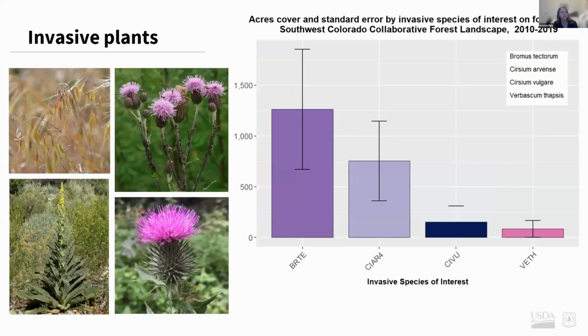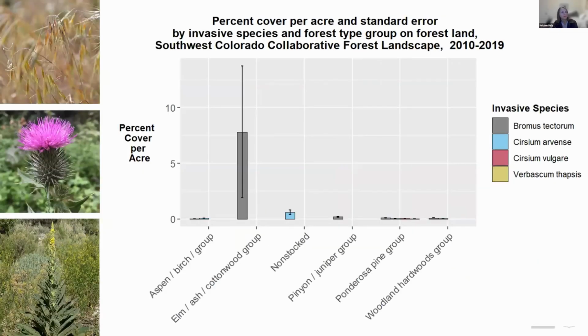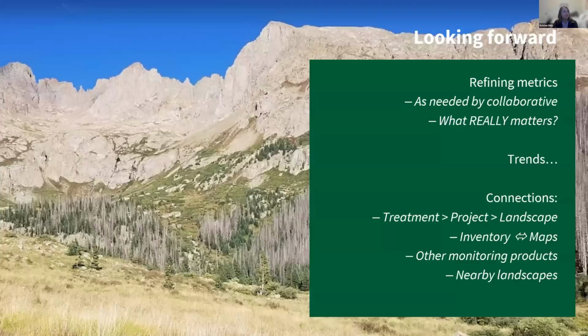We also looked at invasive species presence, namely cheatgrass, a few thistles, and common mullein. And these are all graphs from our automated reporting. Here we show the percent cover per acre of these species of interest in the various forest type groups. And with that, I'll wrap up.